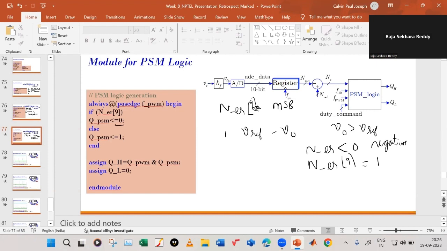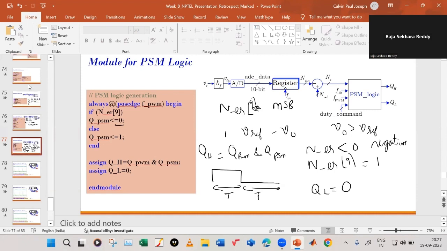So what do we do over here? We will say if N error 9, so this will check if the value of N error is 1. If the value of N error is 1, we will give QPSM to be 0. Else, we will give QPSM to be the value 1. And this always happens at this edge of FPWM, so it will maintain that 1 or that 0 for the complete time period. Once it checks QPSM to be 0 or 1, my Q high side is simply my QPWM and QPSM. And my Q low side, I am giving it the value 0.